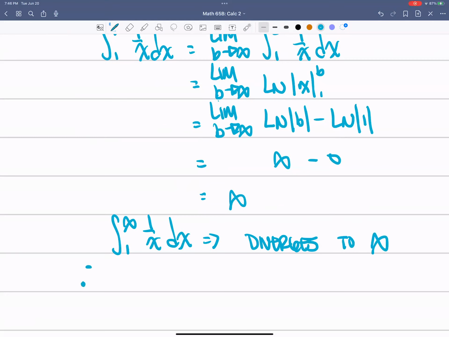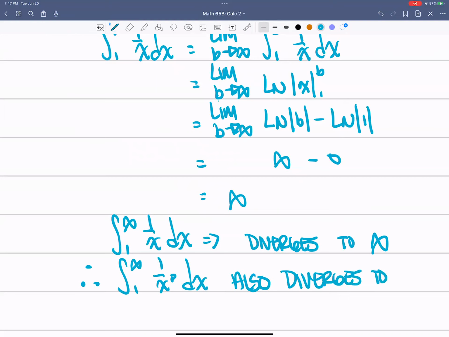which therefore means that since the smaller one diverges, the larger one is also going to diverge because it's bigger than that one. So the integral of 1 over x to the p dx also diverges to infinity. Because the smaller one diverges, so does the larger one.